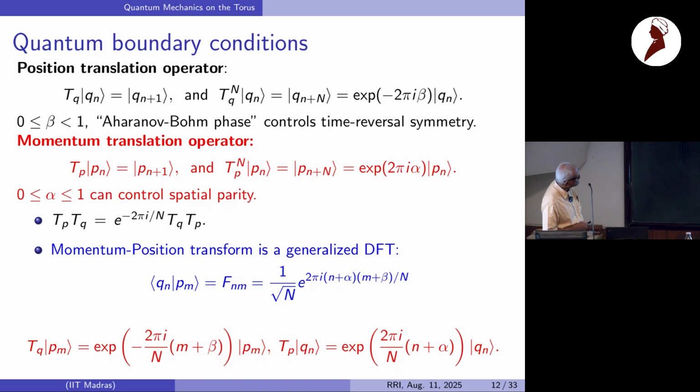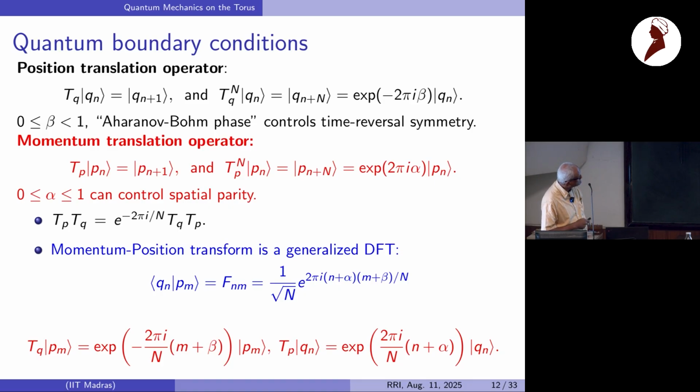These are like an Aharonov-Bohm kind of phase. You're going around a circle and picking up a phase, so it's like a flux line threading that circle. It can be used to control time reversal symmetry. Similarly with momentum, you can shift momentum using a translation operator, and momentum can also acquire a phase when you go around. These phases were set to 0 earlier, but you can now include both phases. These phases can be used to control other symmetries like parity.